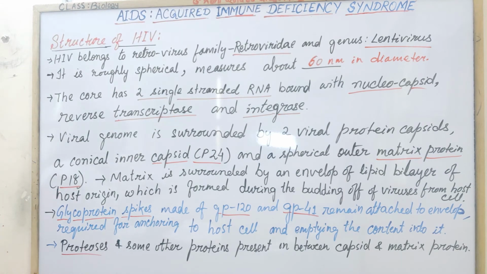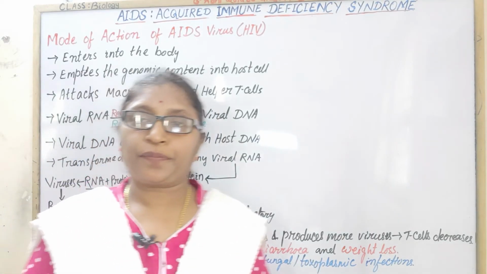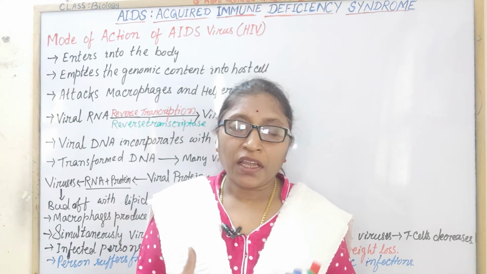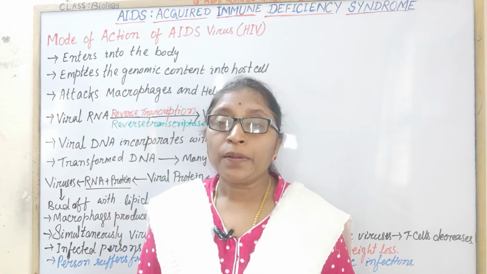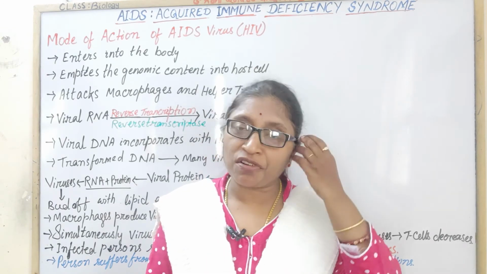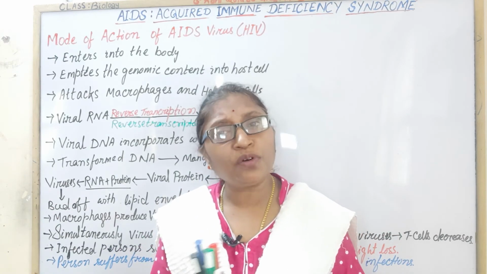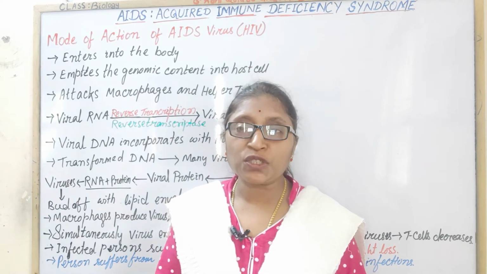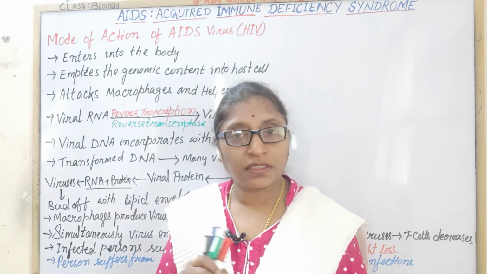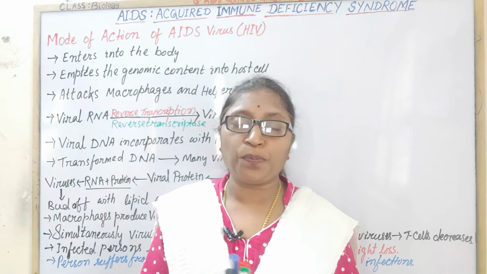Now, let us discuss the mode of action of the AIDS or HIV virus. The mode of infection: how the HIV infects human beings or other animals. First, they enter into the bloodstream. That is, they enter into our body either through blood or through semen, through the tissue fluid, specifically through blood or semen. And then they attack the macrophages and T lymphocytes or T cells.